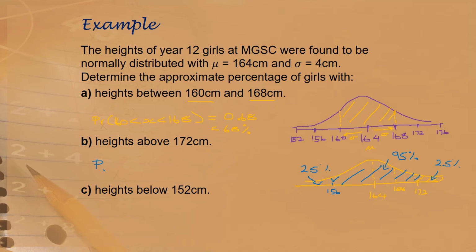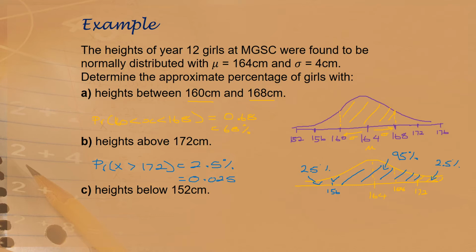So our probability that our heights are greater than 172 is going to equal 2.5% or 0.025 as a decimal. So we're using the diagram to help us figure this out.